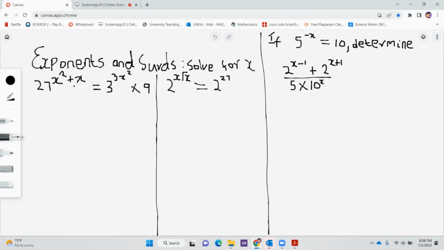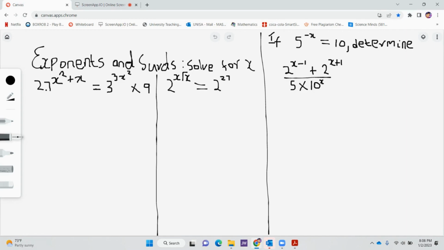All right. So the first problem there is 27 to the power of x squared plus x equals 3 to the power of 3x squared times 9. So in instances like this, we try to have the same base because what we are trying to solve for is x, which is an exponent. So we're going to try to have the same base because we know that if bases are the same on the left-hand side and the right-hand side, then we're going to drop them. And is it possible? Yes.